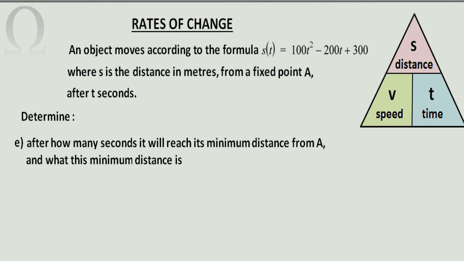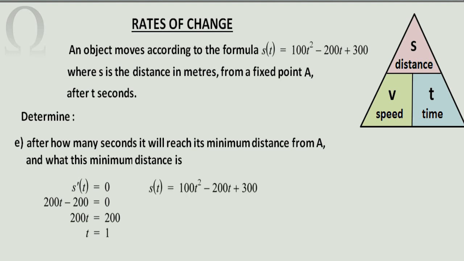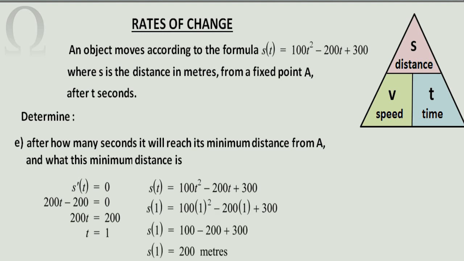Put a simpler way, whenever required to determine the maximum or minimum value of a function, differentiate the function and equate it to 0. Thus, to determine how long it takes the object to reach its minimum distance from point A, we differentiate s(t) and equate it to 0. Thus, 200t - 200 = 0. Therefore, after 1 second, the object has reached its minimum distance from point A. To determine this minimum distance, substitute t = 1 into s(t). The minimum distance from point A is 200 meters.